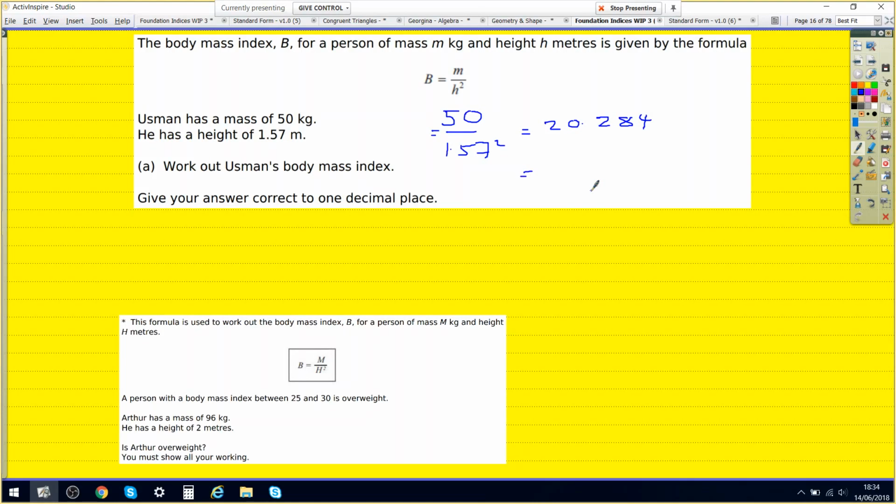Any idea what that would be? Do I press SD again? No, you would just have to round it yourself. 20.284 to one decimal place. 20. So that would be to no decimal places. You need one number after the decimal. 20.2. And is this number closer to 20.2 or 20.3? 20.3. Yeah. And so we rounded to the closest one. Yeah. Any questions there? No. Okay.